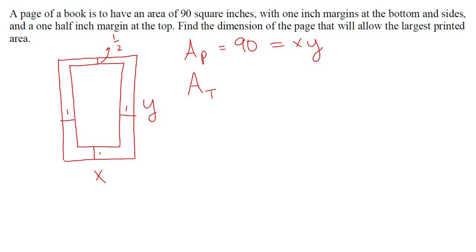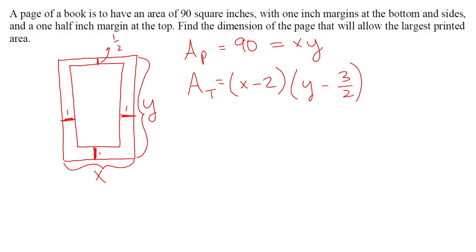You can use whatever variable you want, but the area of the text is going to be a little bit different. It's going to be x minus 2, because my full length here is x and I'm subtracting 1 on each side, and then times y minus 1/2, because the y value is the whole thing, so I'm subtracting 1.5 or 3/2. So the area of the printed text, which is what I want to maximize, we can find by just multiplying these two things together.